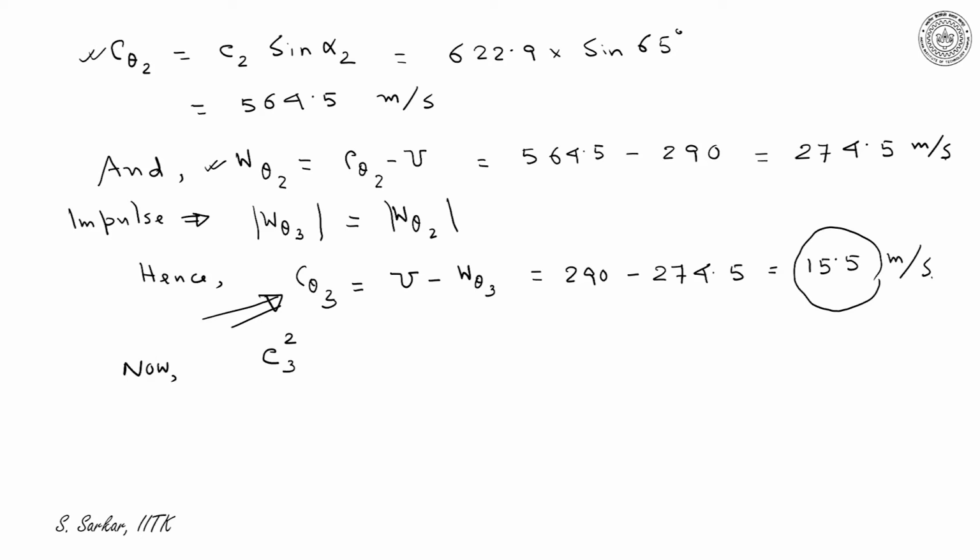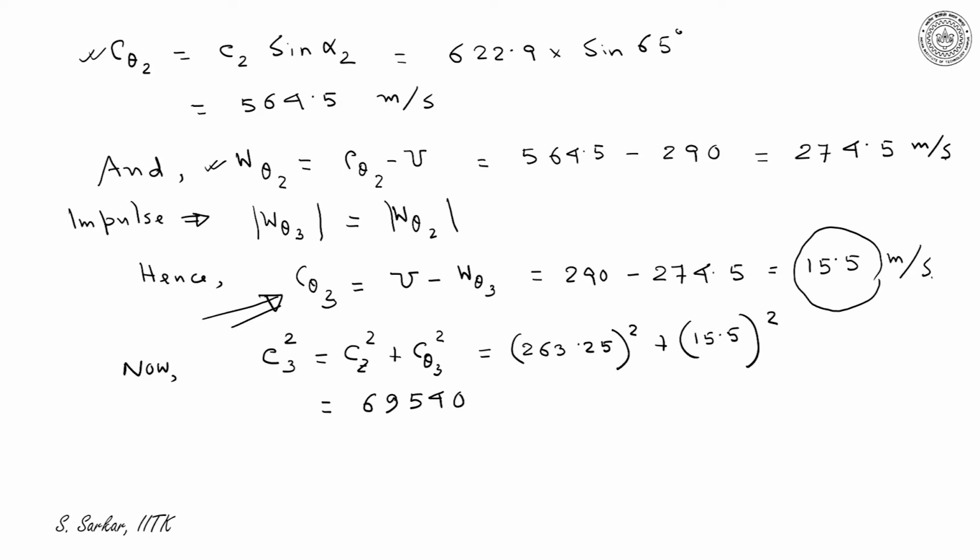Now I can write again from velocity triangle, C3 squared, where C3 is the exit velocity of gas from the rotor, is equal to Cz squared, that is axial velocity squared, plus C theta 3 squared. Now I know the value of Cz and C theta 3. So if I put those values, 63.25 for Cz, that squared, plus 15.5 squared. And after evaluating, I got 69540 meter square per second square.